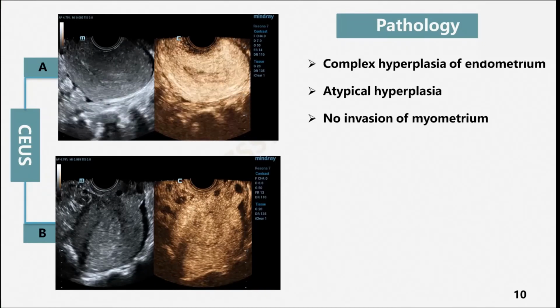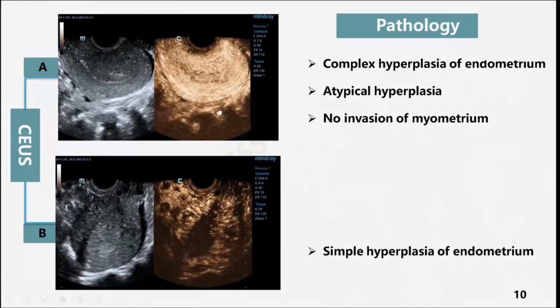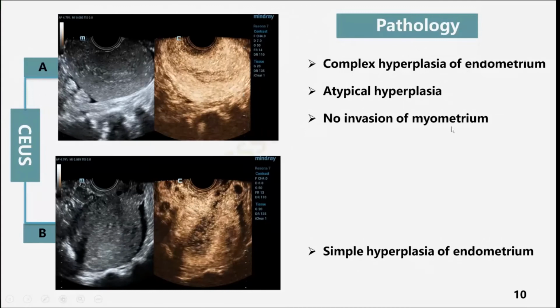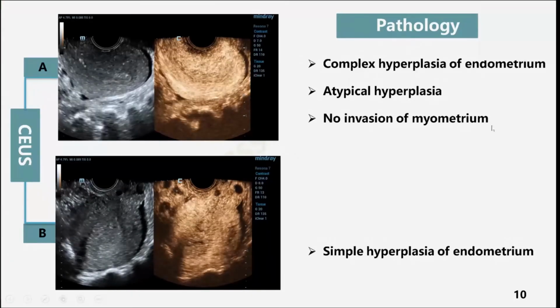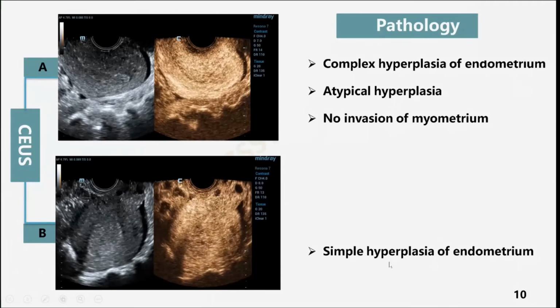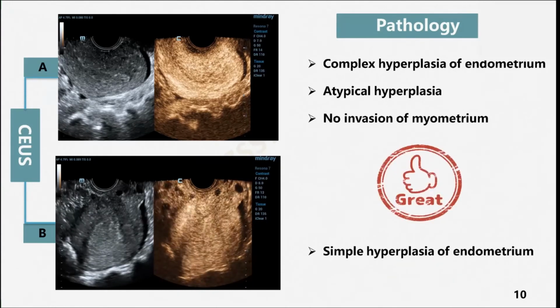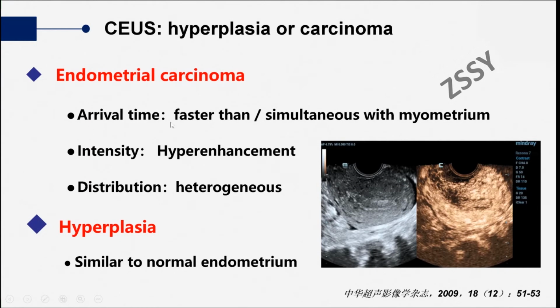The pathological result confirmed our diagnosis, and case A is a typical hyperplasia and no invasion of myometrium, and case B is a simple hyperplasia of endometrium. Thus, when the above features appear, such as the arrival time is faster than or simultaneous with the myometrium, or the signal intensity is hyper enhancement, or with heterogeneous distribution of the agent, we should consider the possibility of the endometrial carcinoma.